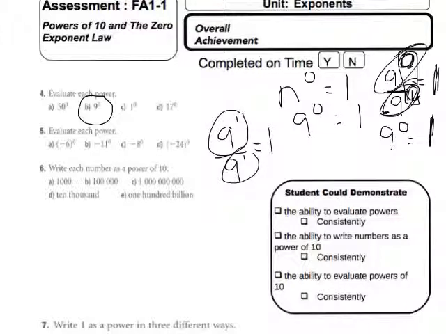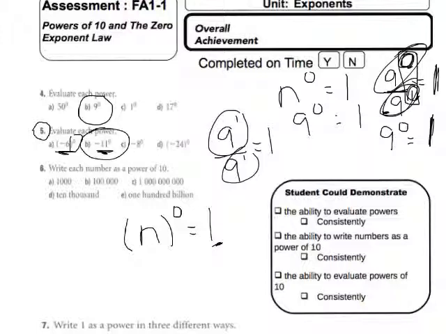Let's continue on with number 5. Remember, the rule says anything raised to the power of 0 gives me 1. It's tricky on these two questions because they look very similar, and they are very similar. However, the brackets are in there. This 0 here applies to everything in the bracket, so it doesn't really matter what's in the bracket. Your answer has to be 1.